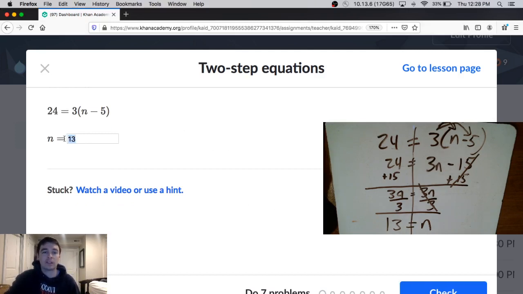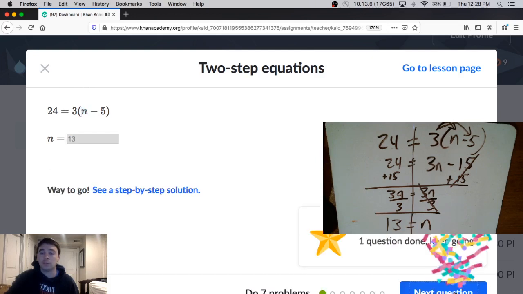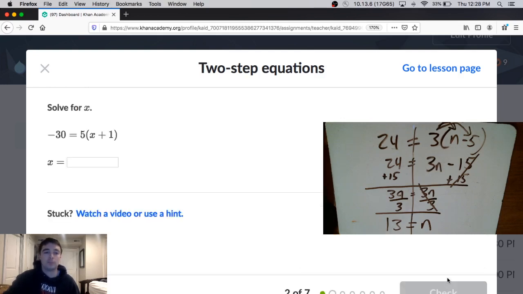I'm going to take this 13 and place it into the equation. 13 minus 5 would make 8. 13 minus 5 is 8, and 8 times 3 would make 24, which makes me a lot more confident that when I hit check, we're going to hear that noise that says you were correct. We're going to move on to the second question now.